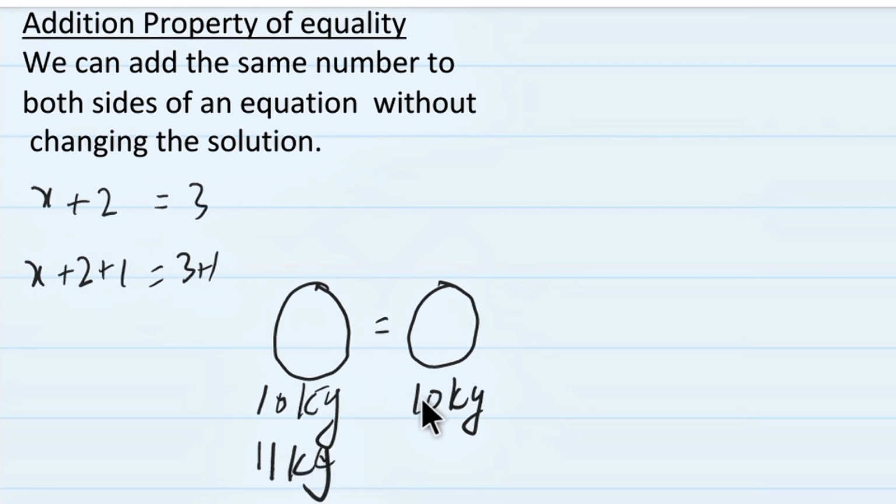Now it's 11 but it's 10 kg, not the same. So to get a similar mass, we also have to add 1 to the right hand side as well to get 11 kg. That is, we had to add 1 kg to both sides to maintain the balance. Similarly, to maintain the balance on both sides of an equation, we have to add the same number to both sides of the equation so that its solution does not change.